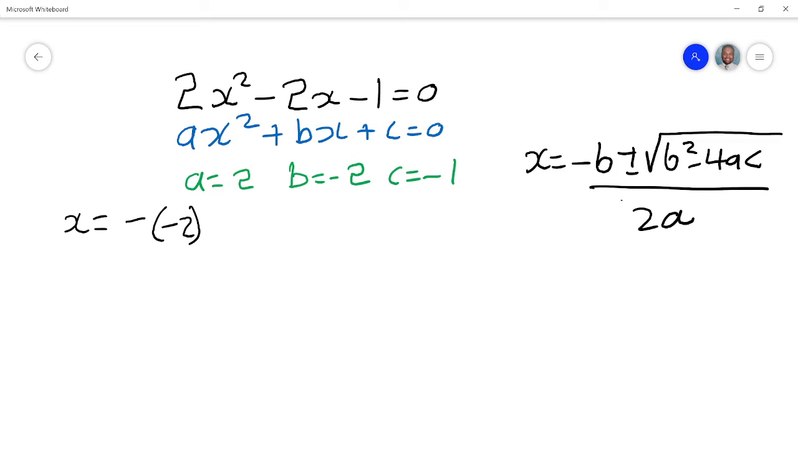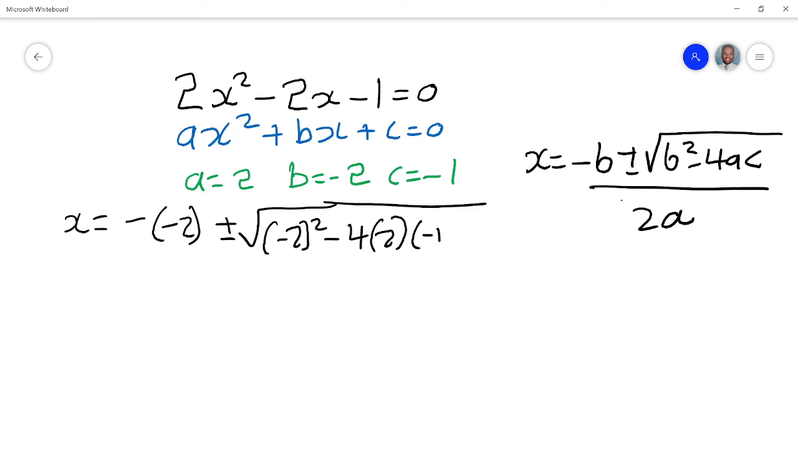So in other words, it's going to be negative and negative 2. And when two negative numbers come together, they yield a positive number. All right. So you're going to put plus minus negative 2 squared minus 4 times 2 times negative 1 over 2 times 2. All right. So I've put a as 2, b as negative 2, and c as negative 1.